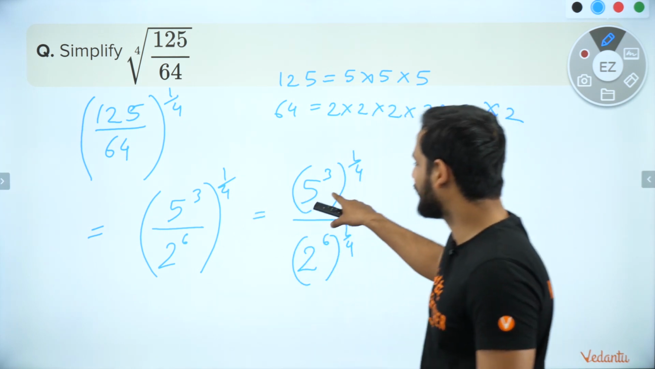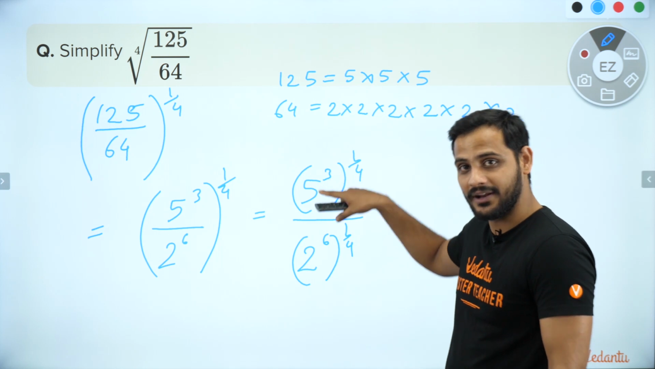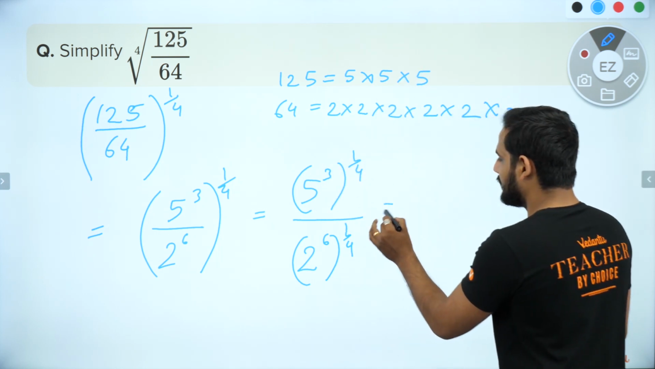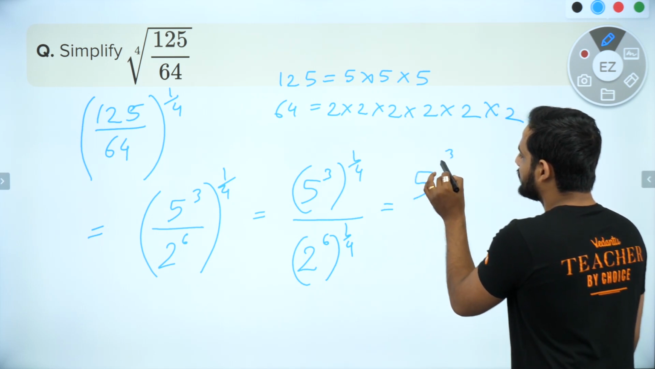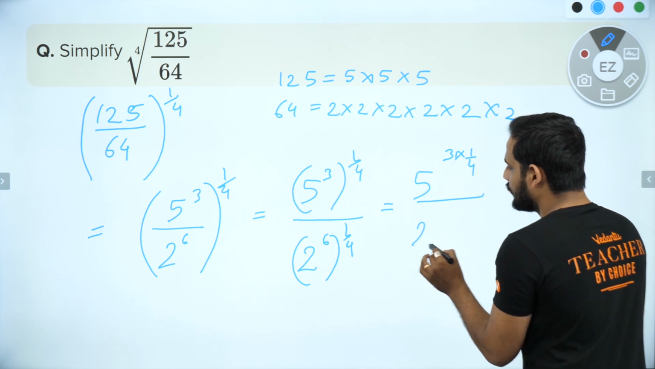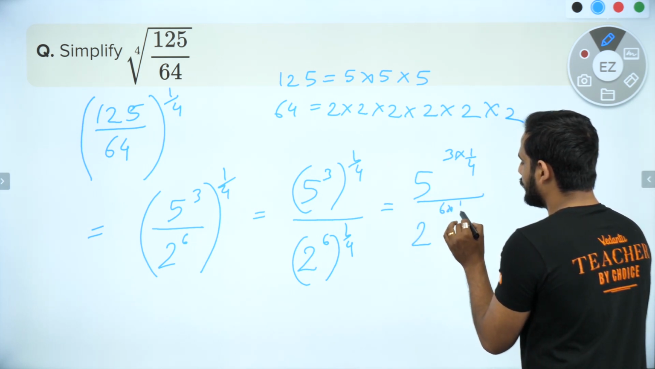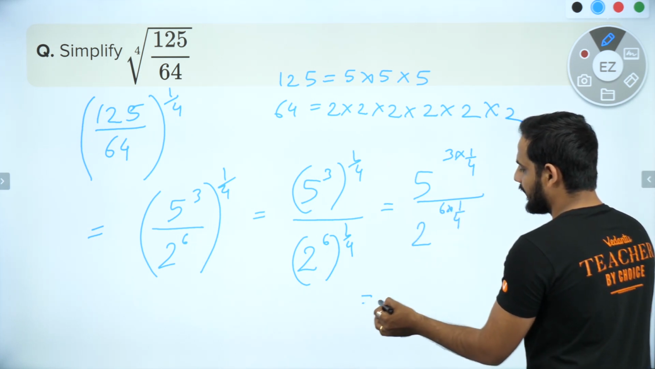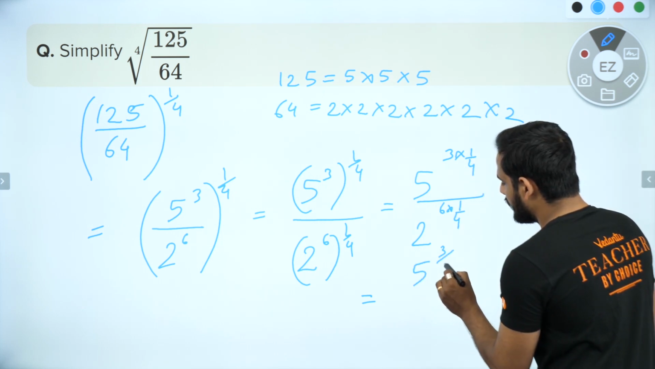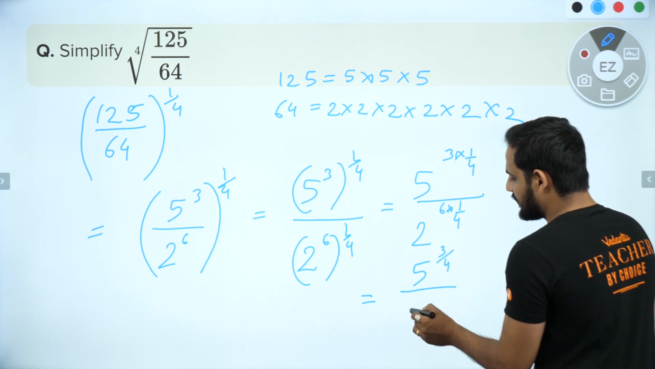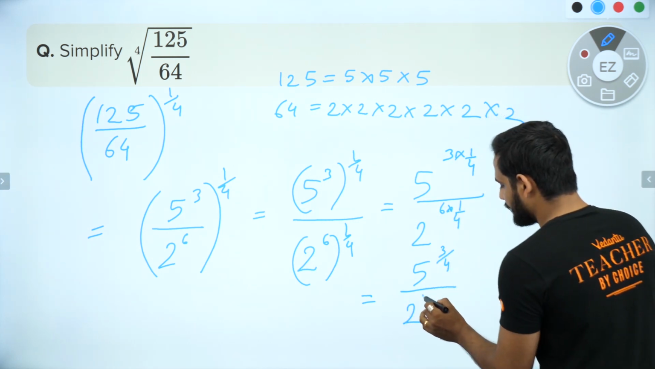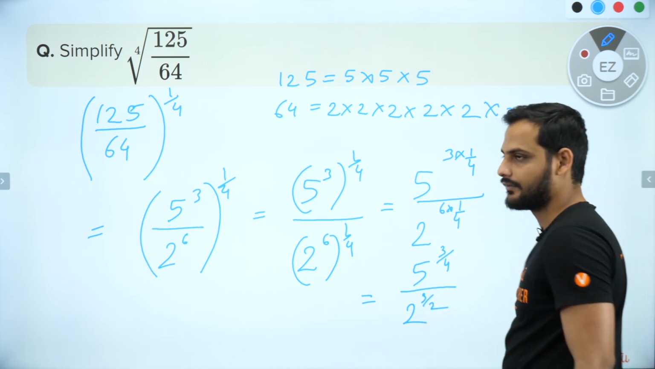Correct? Now this is what formula? A raised to the power m raised to the power n. That means a raised to the power m into n. So this will become 5 raised to the power 3 into 1 by 4 divided by 2 raised to the power 6 into 1 by 4. So what you will be getting? 5 raised to the power 3 by 4 divided by 2 raised to the power 6 by 4. 6 by 4 I can simplify as 3 by 2. Correct?